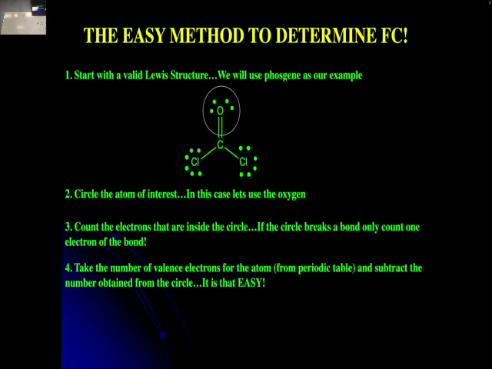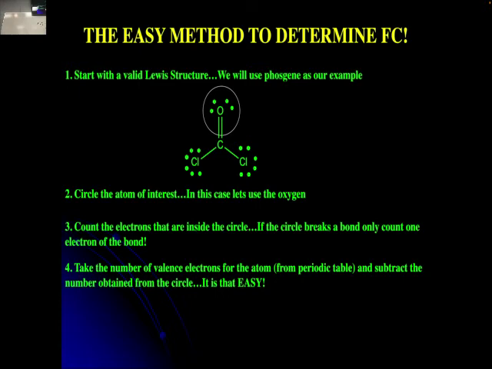Now notice that the circle cuts the bond. So what does that mean? It means it loses 1. One of the electrons from each one of those bonds belongs to oxygen, and the other belongs to the other atom, in this case carbon. So in this bond, one of these electrons belongs to oxygen, and in this bond, one of those electrons belongs to oxygen. The other 2 belong to carbon. So how many does it own? 6. So the formal charge is 0. It has a formal charge of 0.